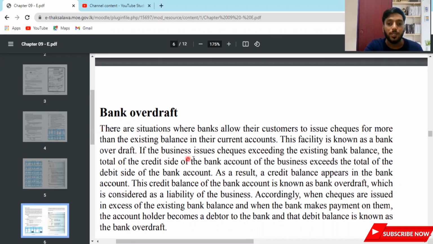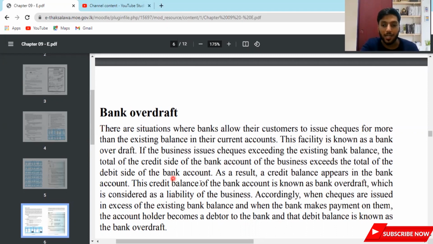If the business issues checks exceeding the existing bank balance, the total of the credit side of the bank account of the business exceeds the total of the debit side of the bank account. So when you take money out of the business more than the money you have, your money is on the debit side, but your credit side is higher than the debit side. That's what they are saying. As a result, a credit balance appears in the bank account.